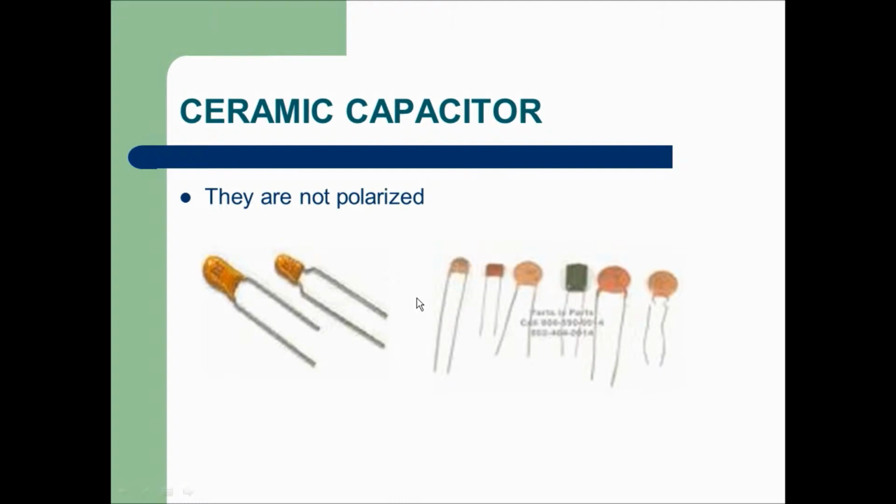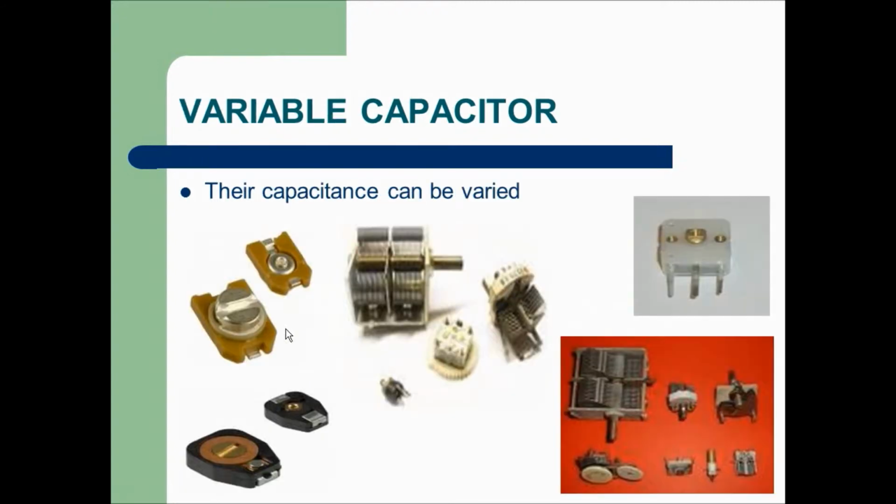This is what it looks like. It's not polarized. Any of the terminals can be positive or negative. Now, just like the variable resistor, we have a variable capacitor too. It's just a regular capacitor in which its capacitance can be varied by adjusting the knob. This is the knob. Now the variable capacitor is found in your radio set.